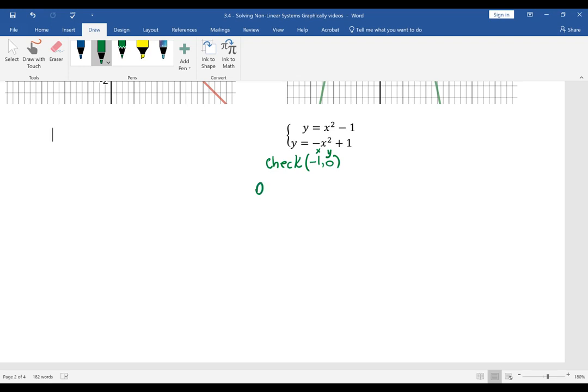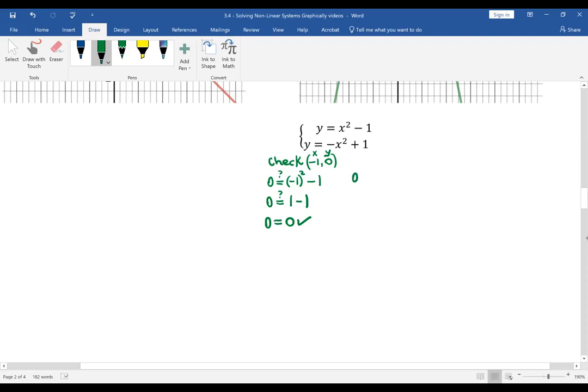So we get 0. Let's check if it's equal to, it says x squared. Then I'm going to have -1 squared minus 1. 0. Is it equal to -1 squared is +1. So 0 equals 1 minus 1? Yes. 0 equals 0. That's true. Let's check for the second equation. So I have 0. Let's check if it's equal. The equation starts with negative. So I'm going to write the negative sign.